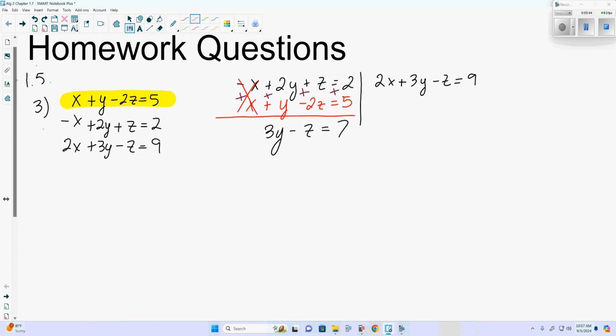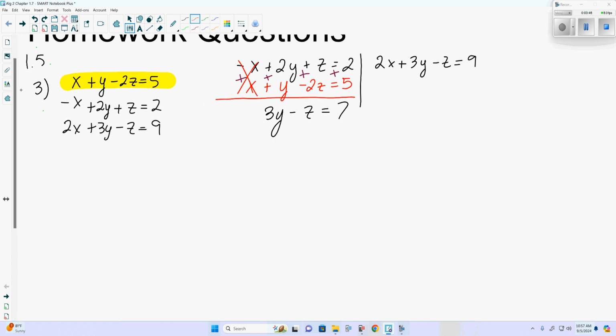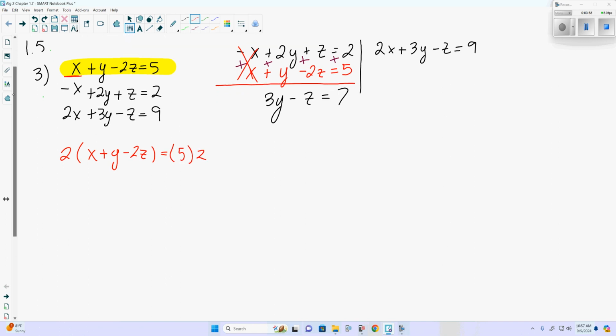Now the other equation, our x is 2. So we have to multiply our 1x by 2 to get them to be the same. And we're not just going to multiply the x. We actually have to multiply the entire equation by 2. So we distribute the 2. 2 times x is 2x. 2 times y is plus 2y. 2 times negative z is negative 4z. And 5 times 2 is 10.